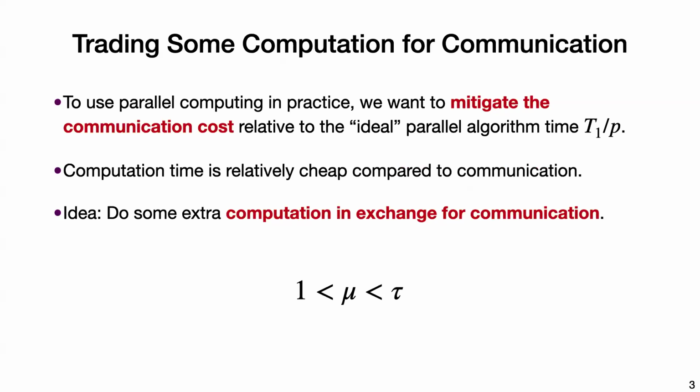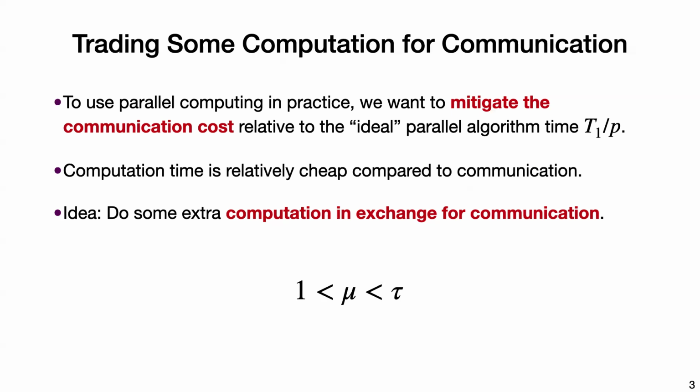Both mu, which is the cost to transfer per byte or per element, and tau, which is the startup cost of starting the communication, are much higher than 1. And so ideally, we would like to minimize communication as much as possible, especially relative to some ideal time. The ideal time for a parallel algorithm is always the serial time, t sub 1 over p.